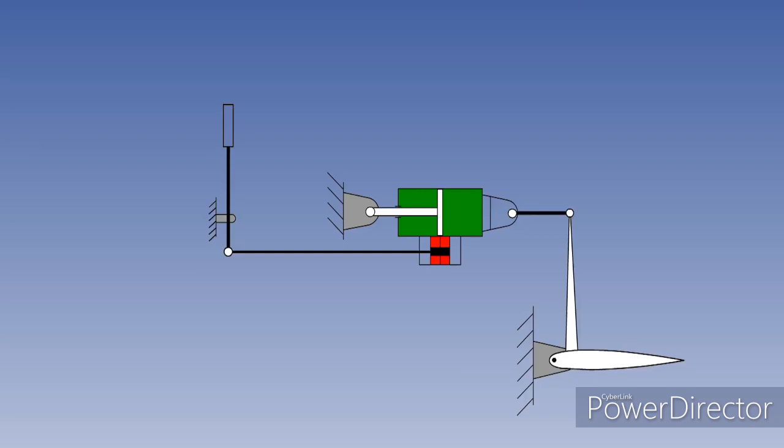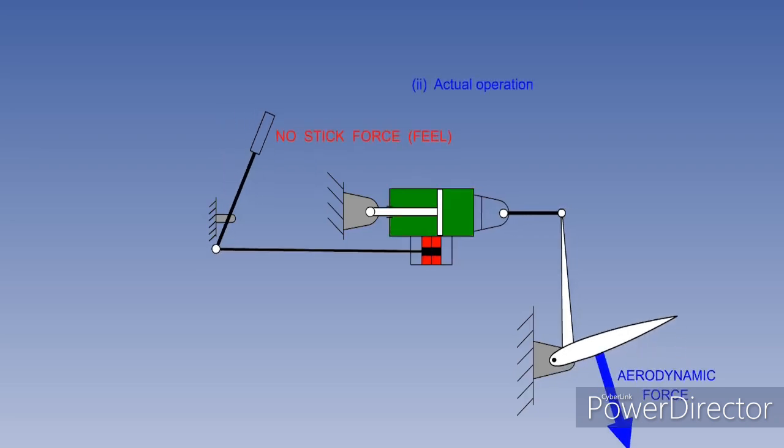In reality, as soon as the pilot starts to move the cockpit control, the PFCU immediately moves the control surface to the angle and at the rate of motion commanded. In the fully powered system, there is no mechanical connection between the control surface and the cockpit control. Therefore, the pilot has no stick force or feel at all and could accidentally overstress the aircraft.